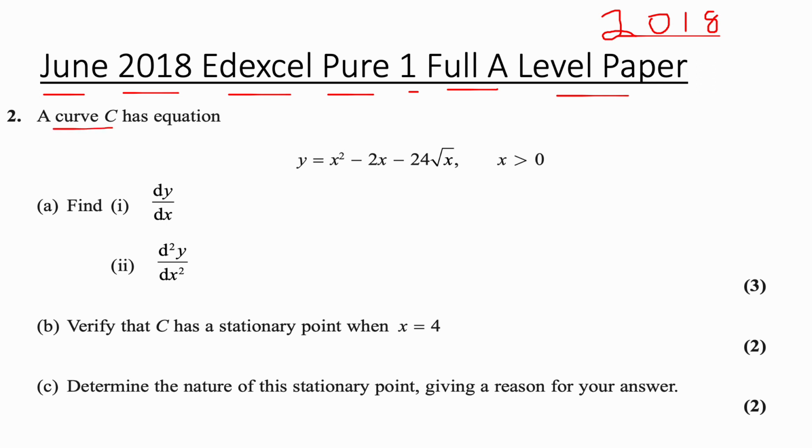Question number 2: a curve C has equation y is equal to x squared minus 2x minus 24 root x, where the condition is that x is bigger than 0. So part A, find dy by dx. Well, writing this in power form, I'm going to have y is equal to x squared, take away the 2x, take away 24x to the half.